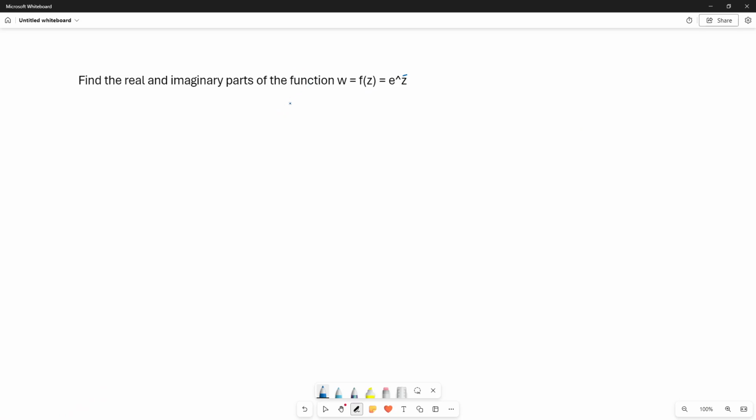We would like to find the real and imaginary parts of the function w equals f of z equals e to the z bar. So z, the complex variable, is x plus iy, where x and y are real numbers. And so therefore z bar is x minus iy, the complex conjugate. So e to the z bar, which is our f of z here, is equal to e to the x minus iy.